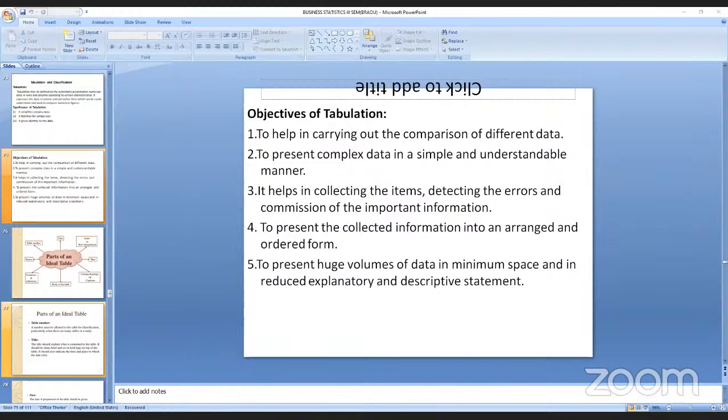And if there is a very huge volume of data, we can present it in minimum space, and we can reduce our explanatory and descriptive statements also. That is also one objective of tabulation. Okay. Even if we have a larger volume of data, we can present it in minimum space. That is, we can explain it in a systematic manner. Take it, ma'am. Done, ma'am.